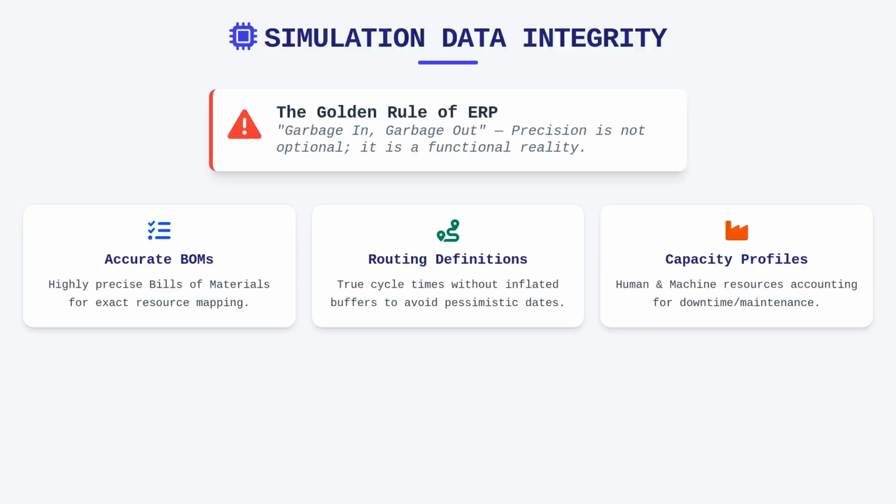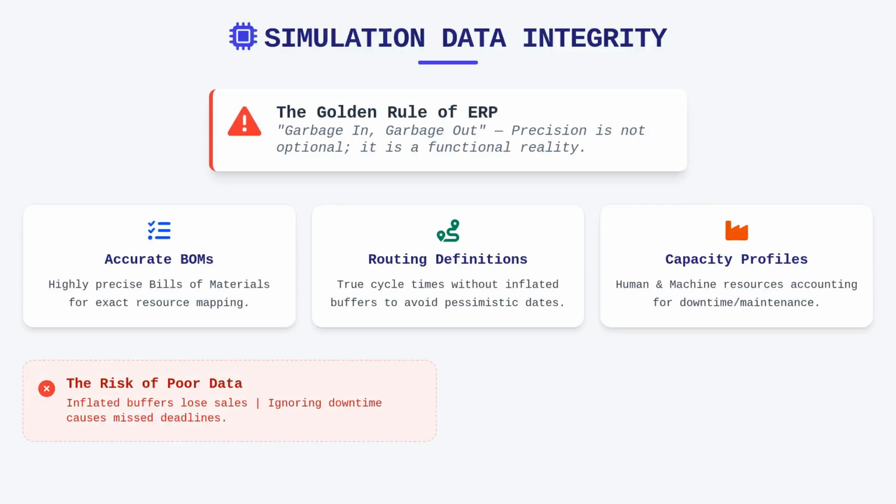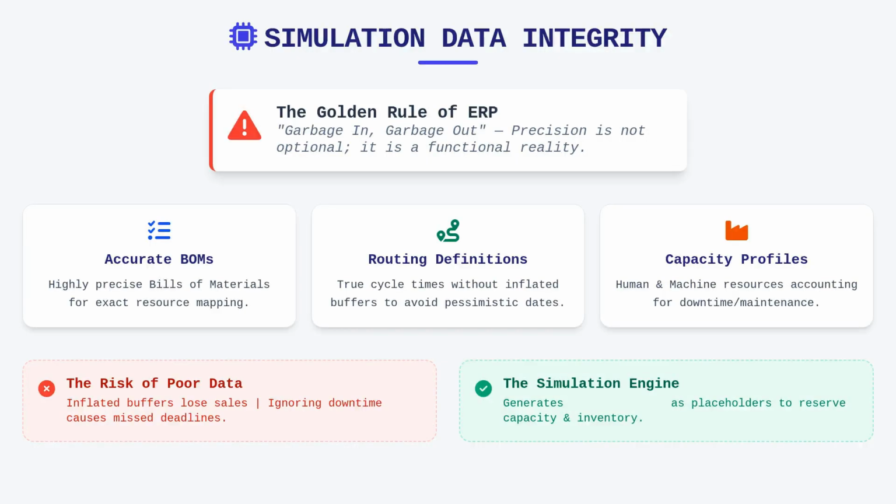If your routing times are inflated to include excessive buffer, the calculated delivery date will be unnecessarily pessimistic, potentially costing you the sale. Conversely, if your capacity profiles do not account for scheduled downtime or maintenance, the system will promise a date that your production team cannot actually meet. The system manages this by instantaneously generating planned production and purchase orders during the simulation, which act as placeholders to reserve capacity and inventory until the sales order is fully confirmed.